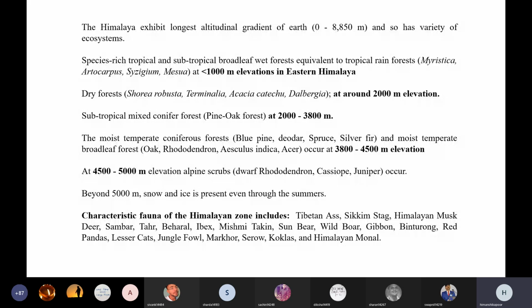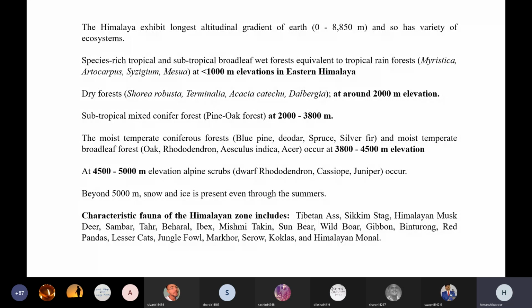So now when the elevation is increasing, obviously we will have the dry forest. So we will have forests of Shorea robusta, Dalbergia, Terminalia, Acacia. All these are present at 2000 meter elevation. Now when the elevation is increased more, then we will have the conifer forest, so pine and oak trees, because these trees are adapted to survive in cold conditions.